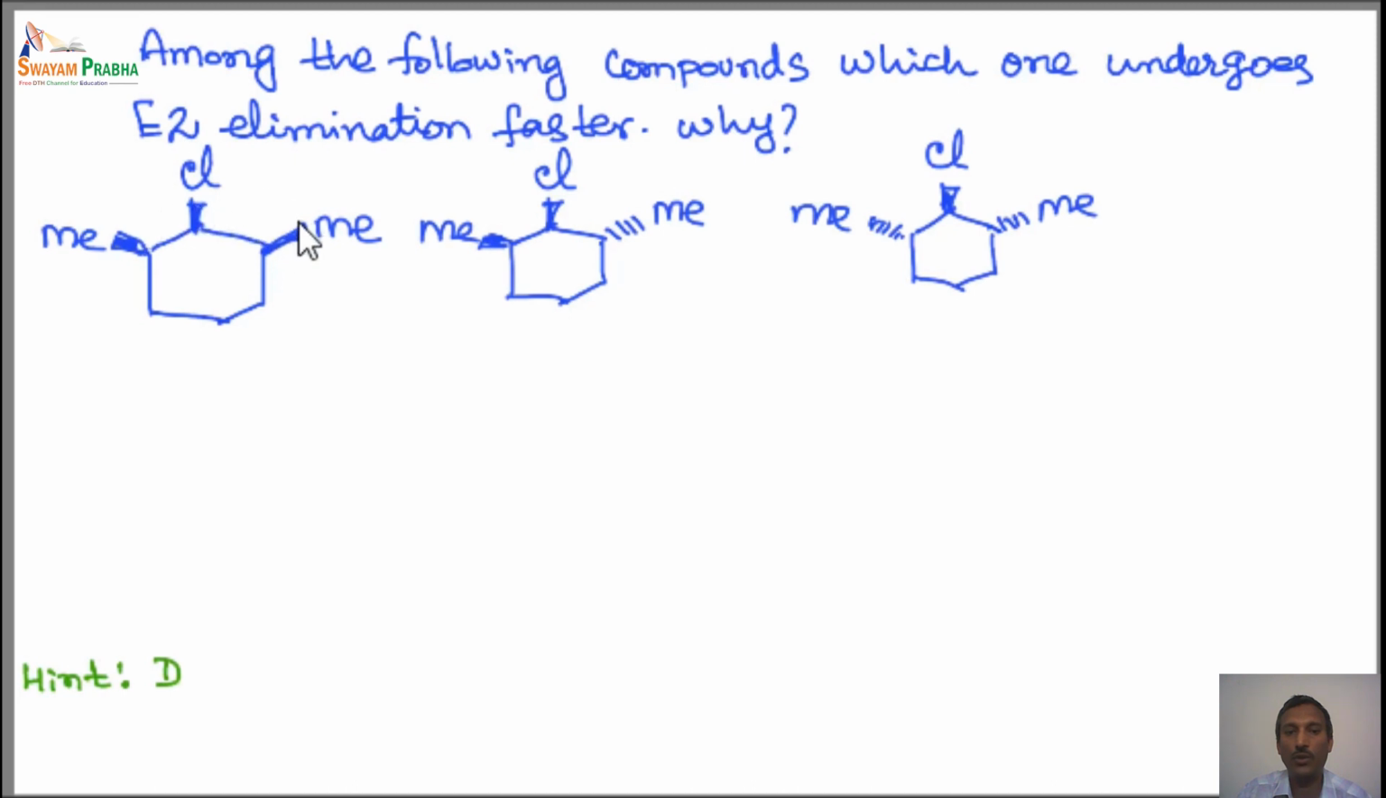Here all are cis isomers. Here these two, methyl and chloro, are cis, and this chlorine and this methyl are trans. Here methyl and chlorine is trans, chlorine and methyl is again trans. So we have three different isomers, and we need to find out what products are obtained and which one will give the product very effectively.